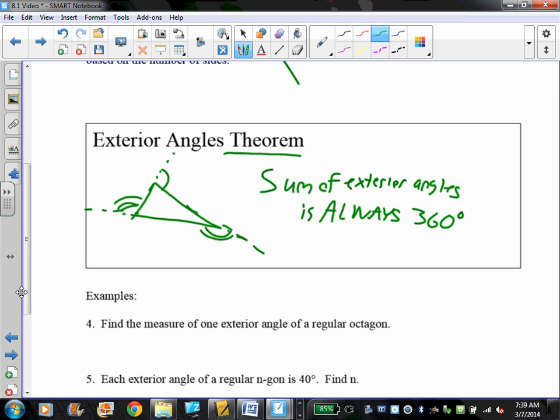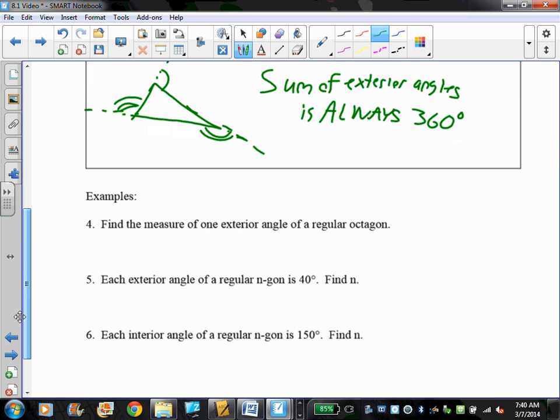So, all we have left on the sheet is examples. As I told you, I'm not going to go through those in this video. You'll want the properties of quadrilateral sheet for the examples that I'll be going through. It's available.